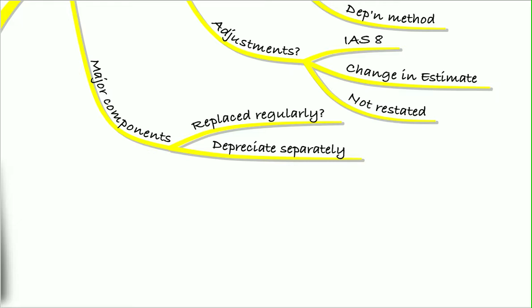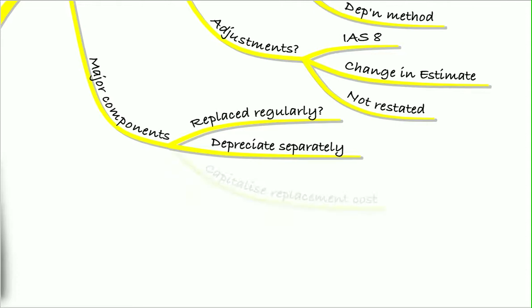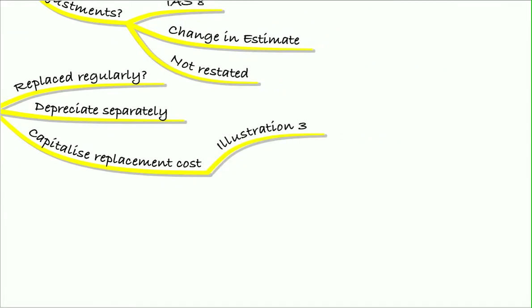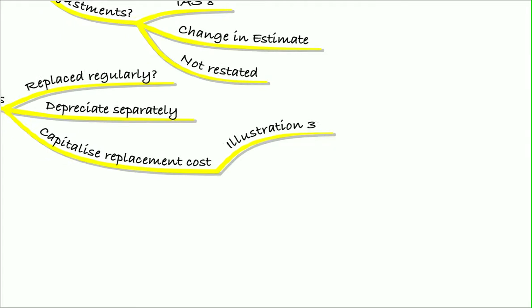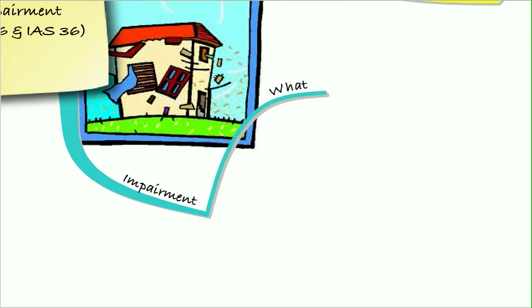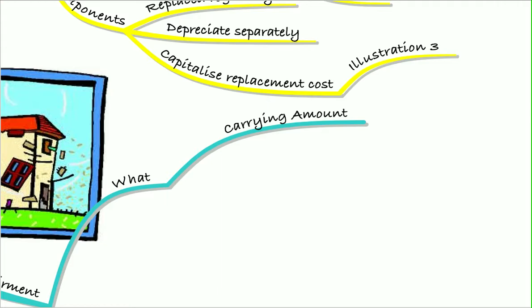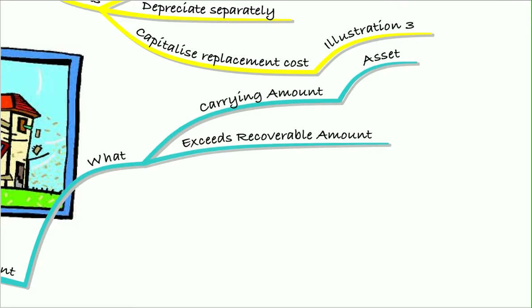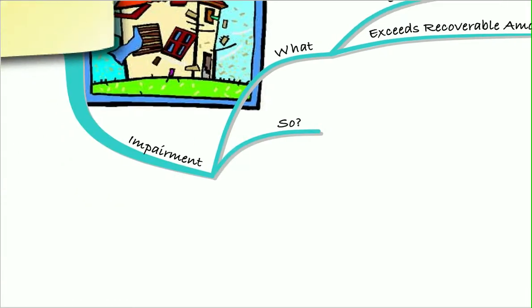So if they've got different components in a large asset, we'll depreciate those separately and capitalise any replacement cost. And again, we did that in illustration 3. We then moved on to look at IAS 36, impairment. What was this? Well, this was when the recoverable amount was less than our carrying amount. So the carrying amount of an asset, for example, exceeds the recoverable amount. So the carrying amount of the asset exceeds what we could get for it.